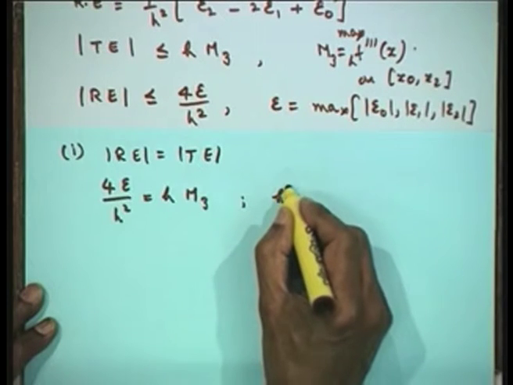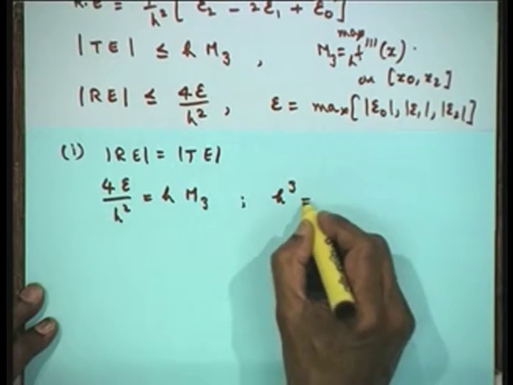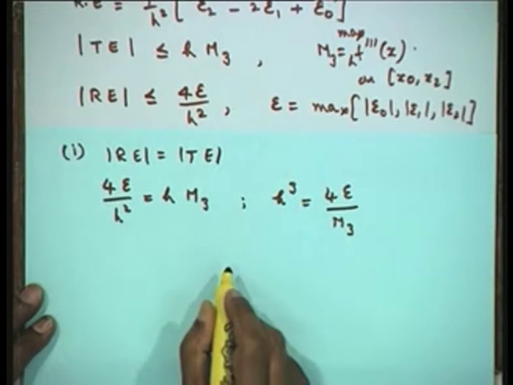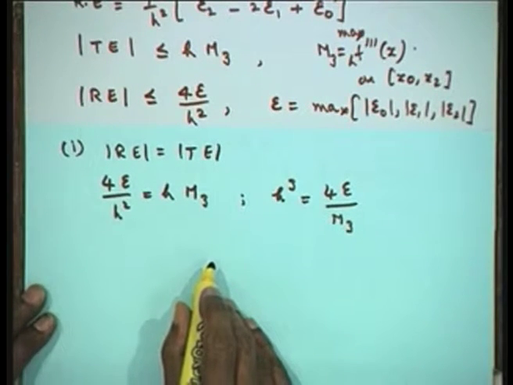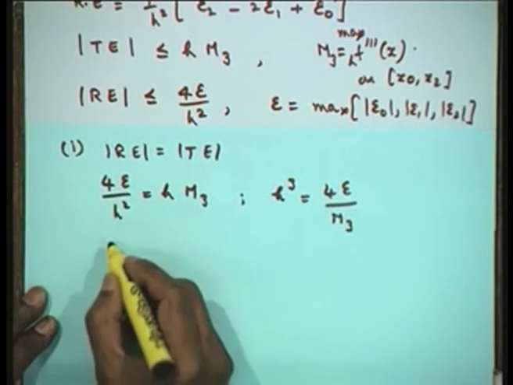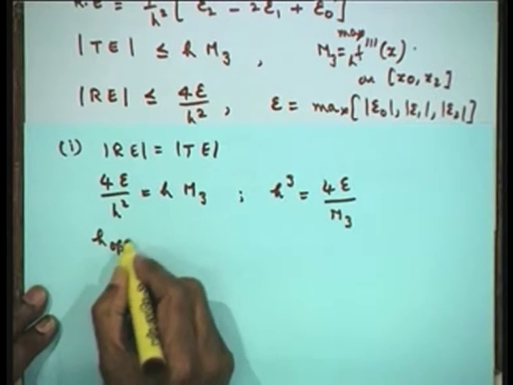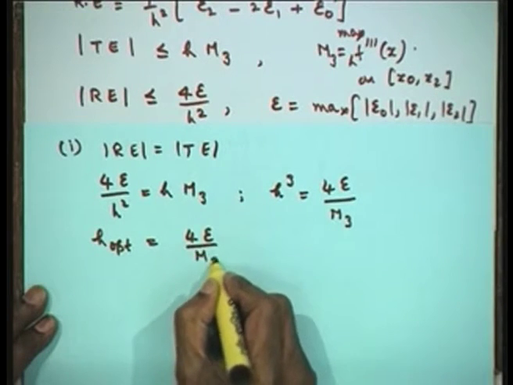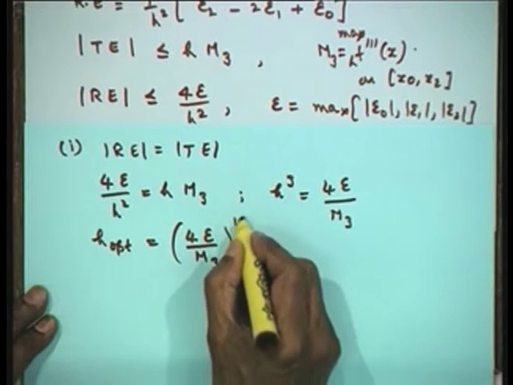Now, I can multiply it out and write this as h cubed is 4 epsilon upon M3. Therefore, I can find the value of h from here. Therefore, the optimal value of h is equal to 4 epsilon upon M3 to the power of 1 by 3.